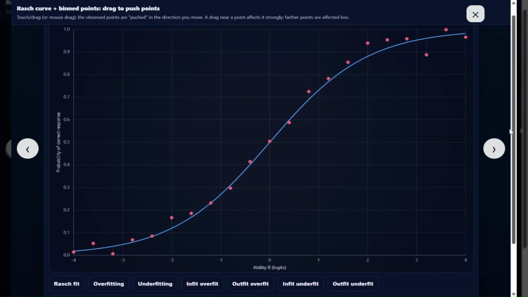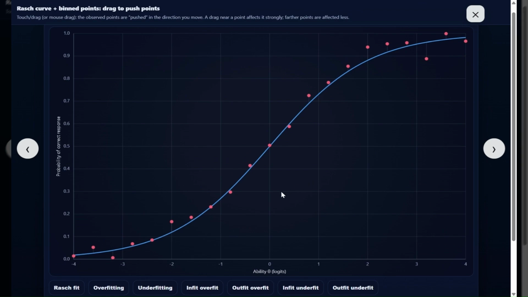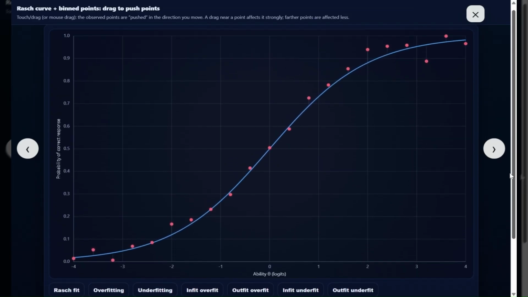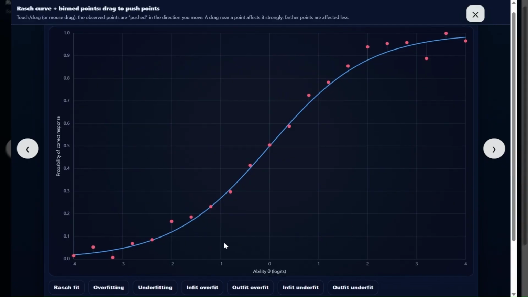So now we see, what does it mean to say that there is overfitting of the observed responses to the Rasch model? Overfitting is more than the expected fitting to the Rasch model. It will look like that: all dots will be exactly on the Rasch model. This is not expected because there should be some randomness due to noise. If you see it like that, it means that our set of questions is very predictable. So this is the first thing, overfitting.